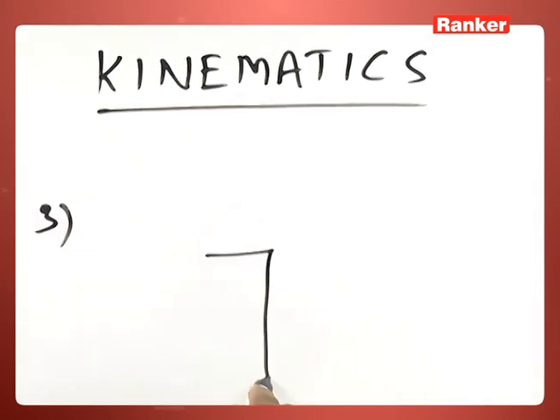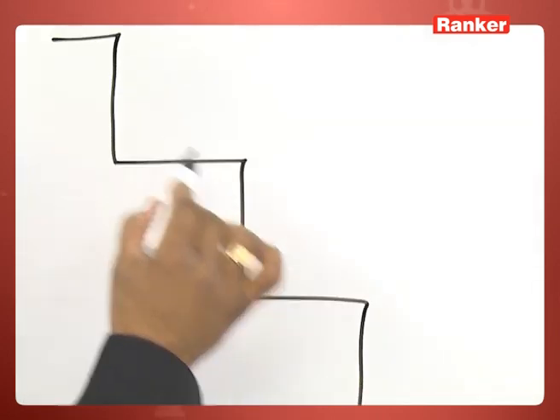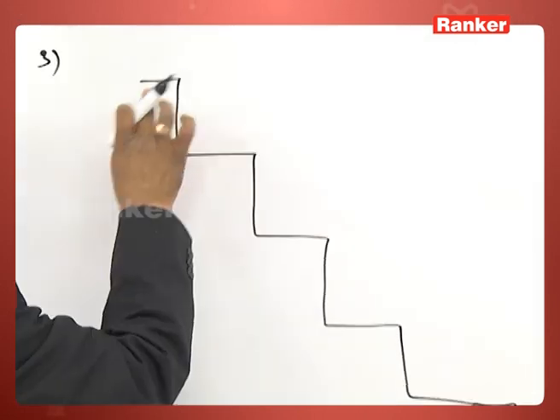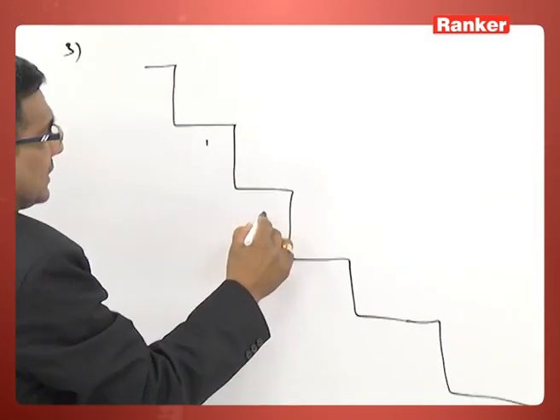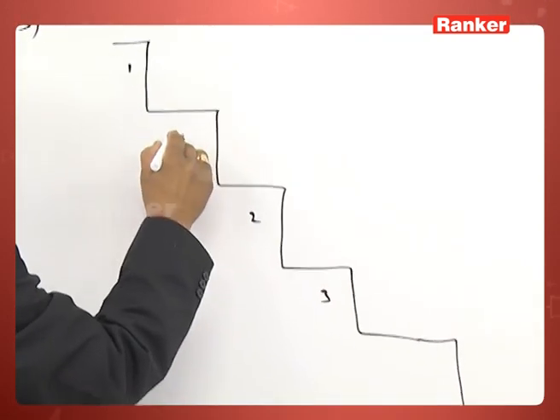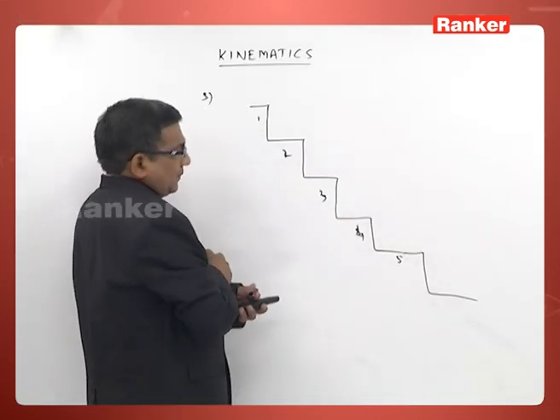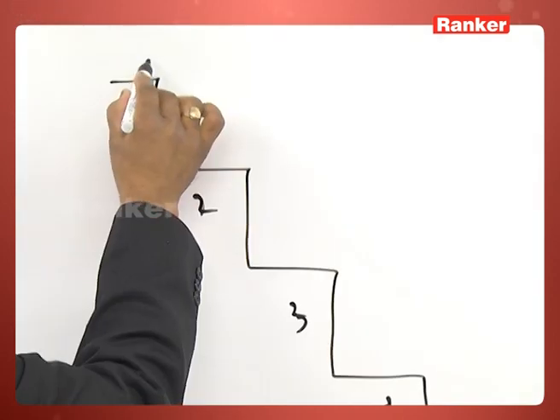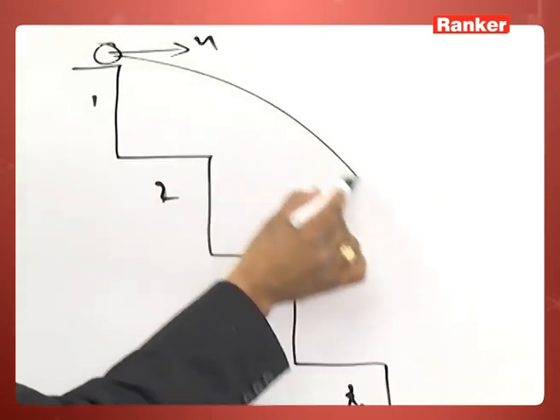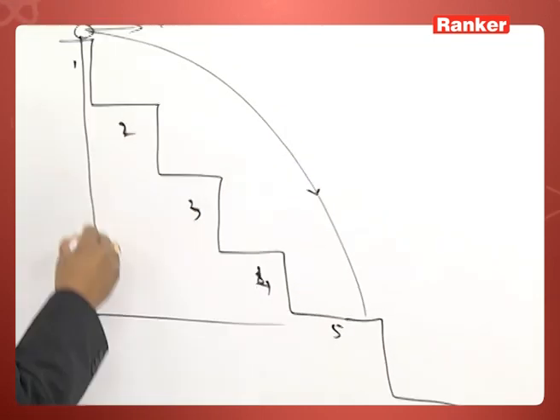The staircase we can draw like this. Imagine these steps: 1, 2, 3, 4, say 5. These are the steps that you take. This is the first step, second step, third step, fourth, and this is the fifth step. And now from the first step, a ball is thrown horizontally with a velocity, and it is reaching the fifth step like this. That means it is a horizontal projectile.